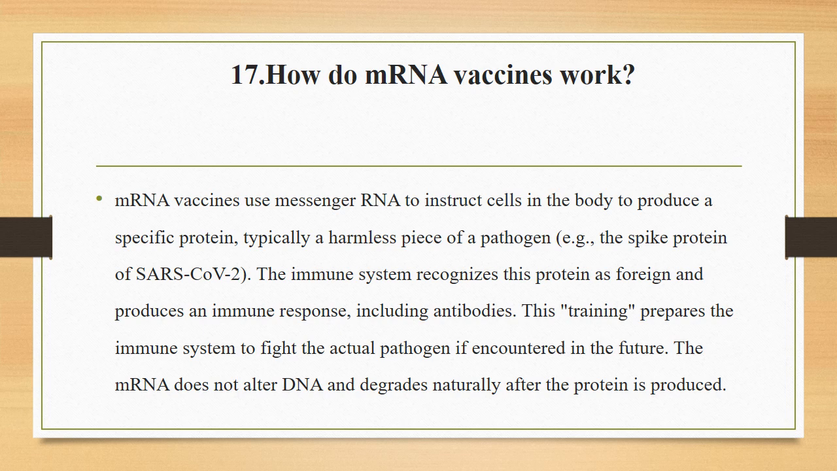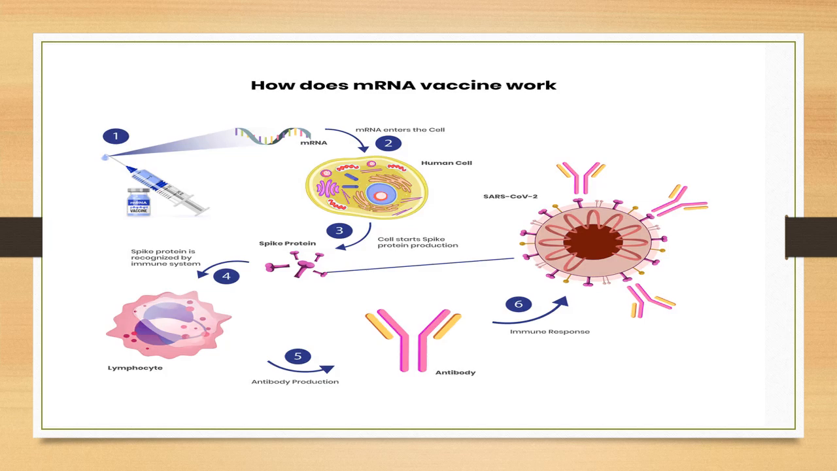The messenger RNA does not alter DNA and degrades naturally after the protein is produced. So here I'm going to show you the chart or the picture that tells you about how messenger RNA vaccines work. First, the messenger RNA enters the cell, for example a human cell. The third step is the cell starts spike protein production, as I mentioned in the paragraph before. The spike protein was produced.